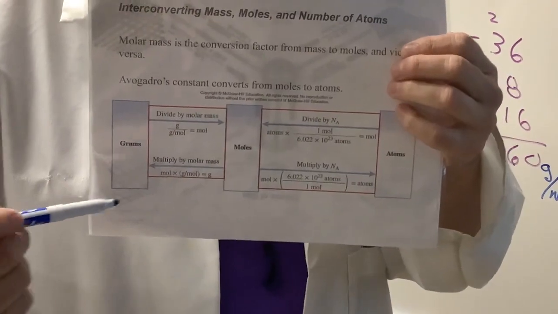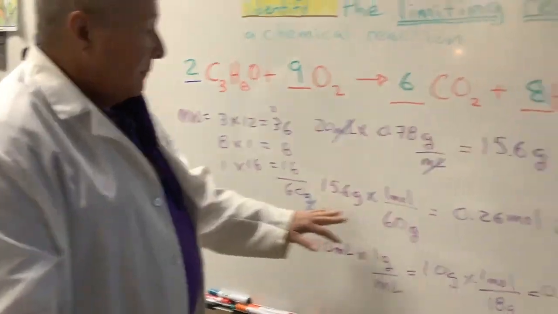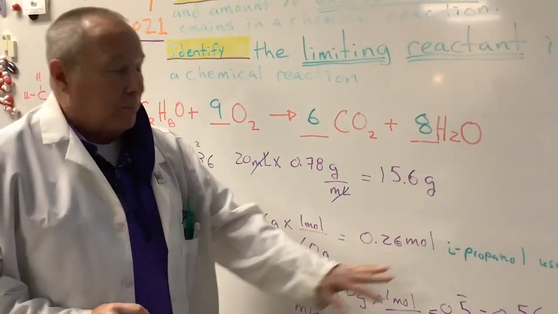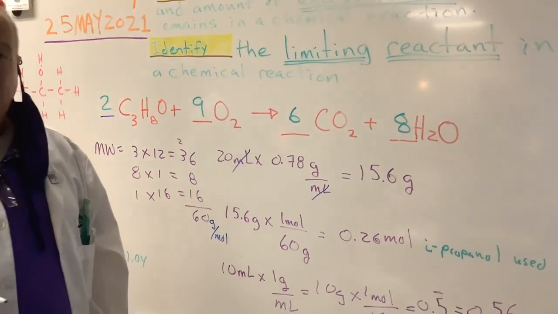It says grams here. We want to convert to moles. We know we have 15.6 grams. So we divide by our molar mass, which we just calculated, and that gives me 0.26 moles. Now, how many moles of isopropanol?